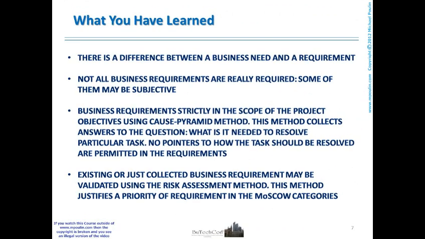What you have learned. There is a difference between a business need and a requirement. Not all business requirements are really required. Some of them may be subjective. Business requirements can be gathered strictly in the scope of the project objectives using the cause pyramid method. This method collects answers to the question, what is needed to resolve a particular task? No pointers to how the task should be resolved are permitted in the requirements. Existing or just collected business requirements may be validated using the risk assessment method. This method justifies the priority of a requirement in the MOSCO categories.